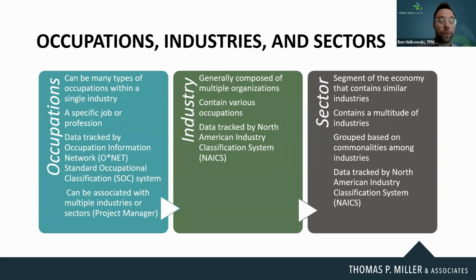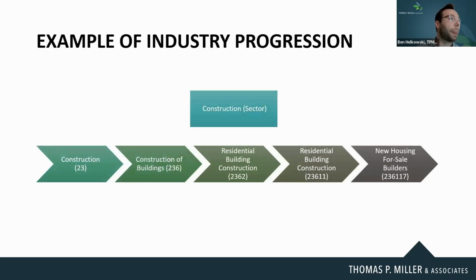So I'm going to go over a few progressions, starting with sector and industry progressions. For the construction sector, which is composed of various industries within construction, this is what you would see for your NAICS codes. The largest umbrella, 23, is the industry of construction, followed by a smaller industry within construction, that is construction of buildings, and then residential building construction, and so on and so forth.